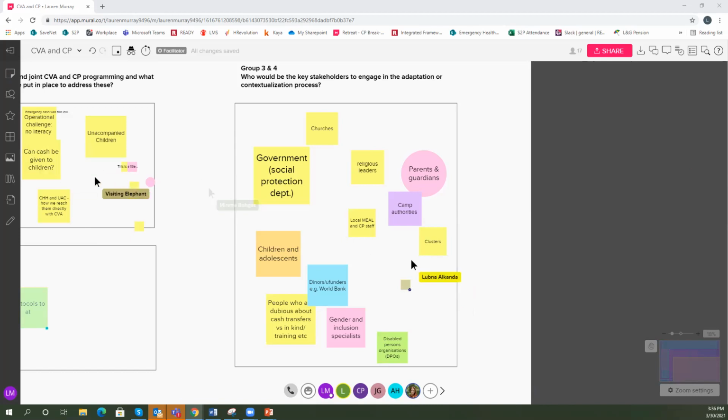Is there anyone else we would maybe want to engage even throughout, as we identify potential risks, is there anyone we would want to engage as we look at mitigation strategies?